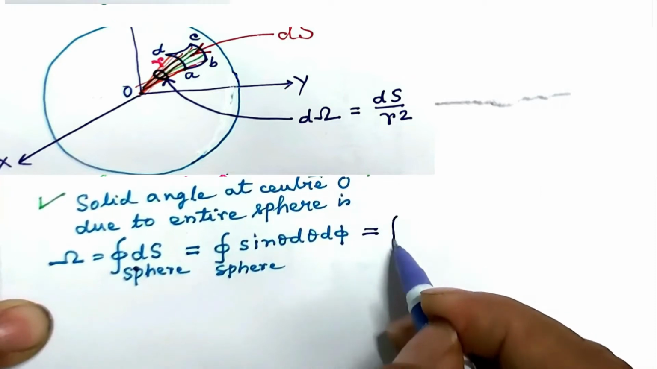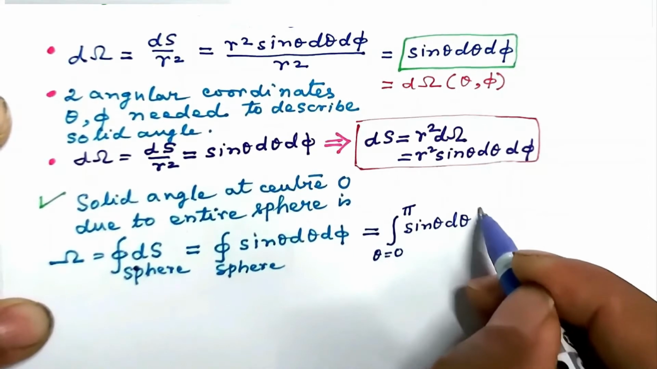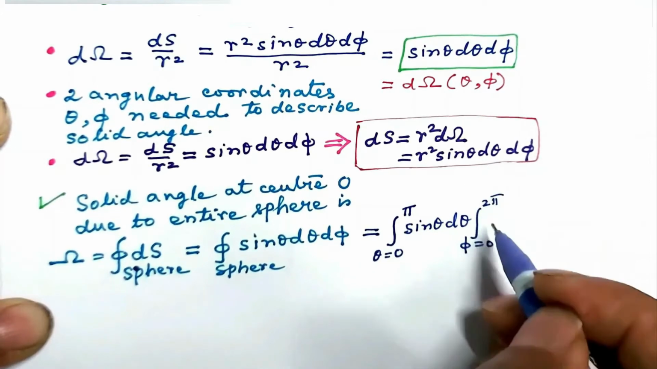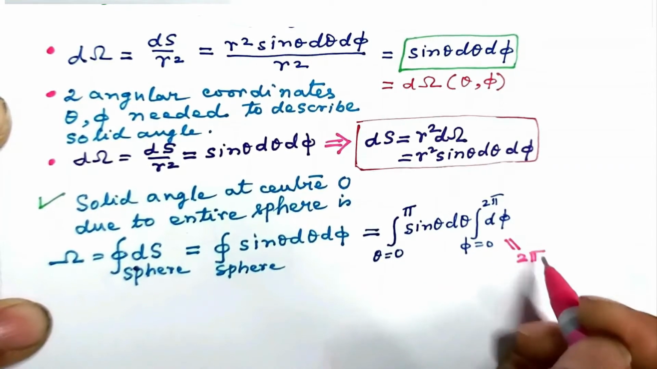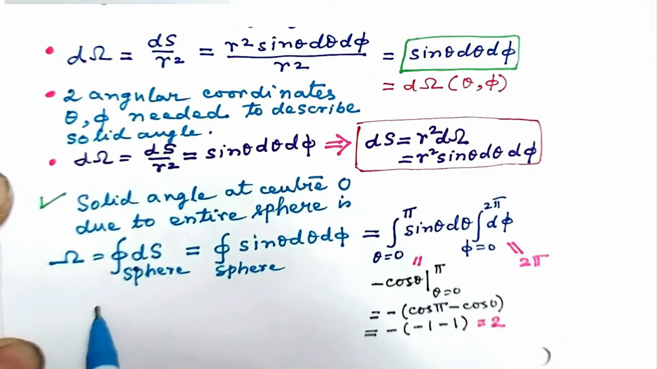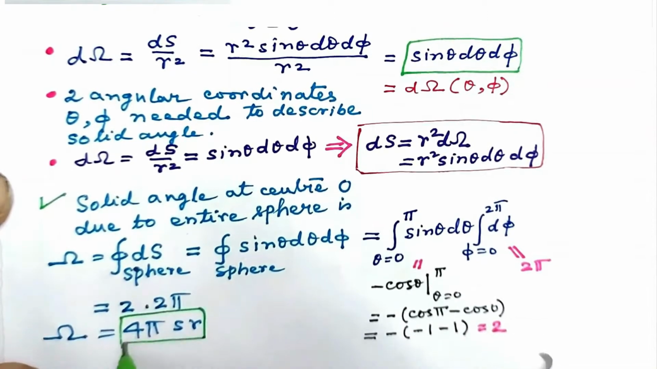This is integration over theta 0 to pi sine theta into integration over phi equal to 0 to 2 pi d phi. This phi integration gives 2 pi and this theta integration gives 2. So omega is 2 into 2 pi equal to 4 pi steradian.